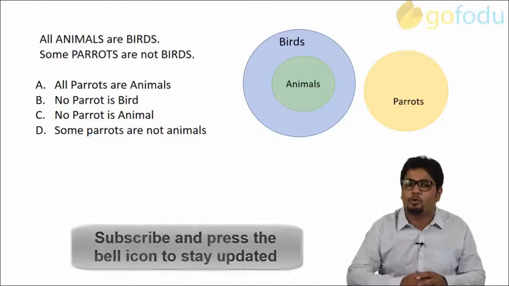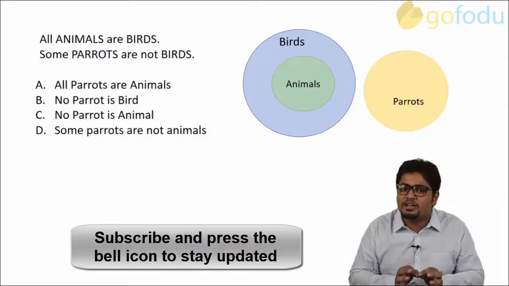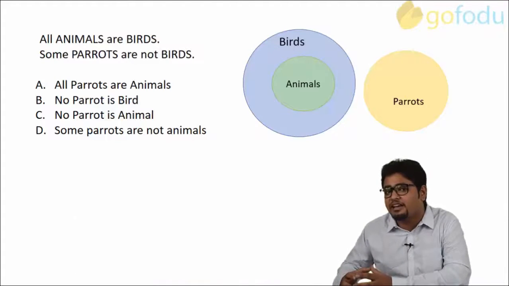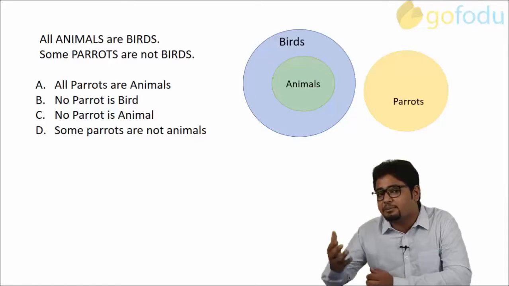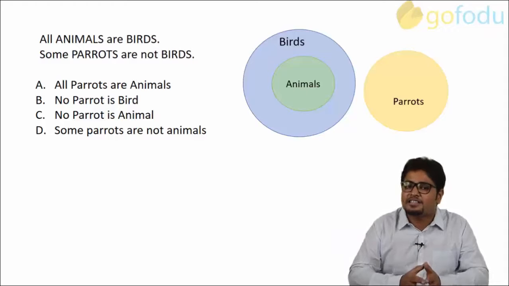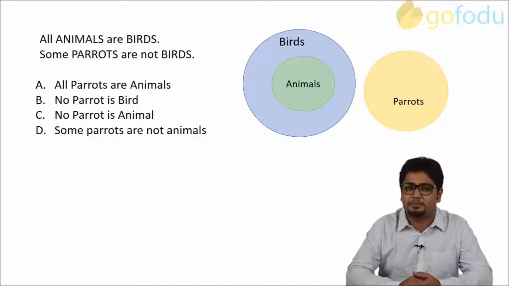Remember this as a thumb rule. Whenever "some not" occurs as one of the statements and we are required to draw the combined basic diagram, treat it as a separate or disjoint set. Now, we have this diagram as the basic diagram.